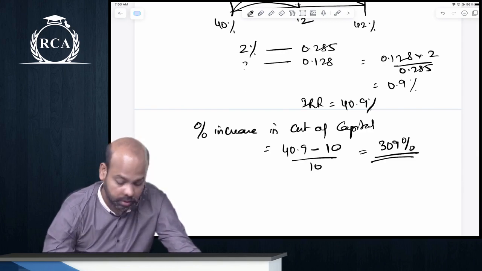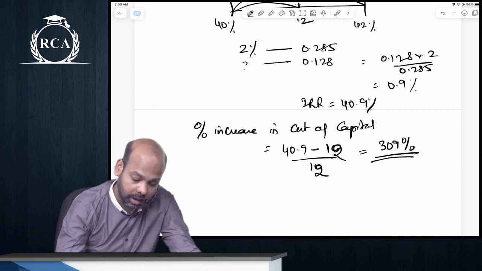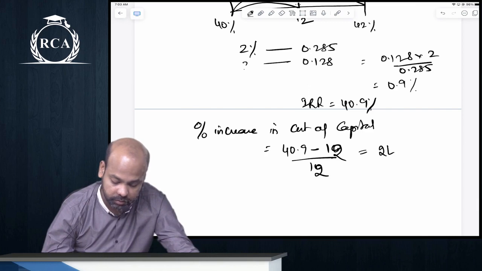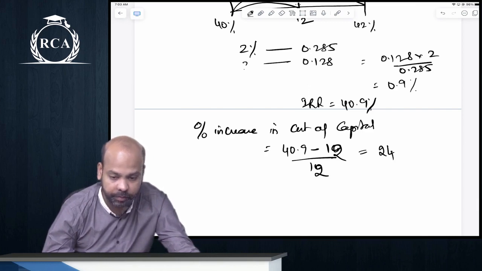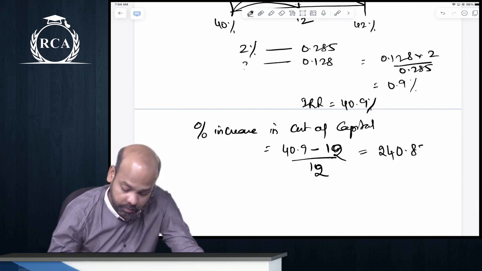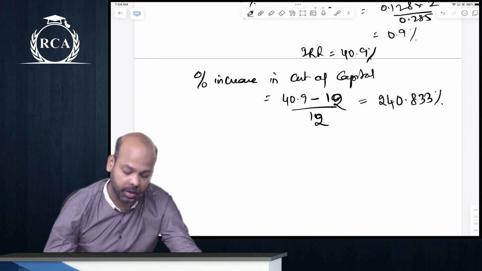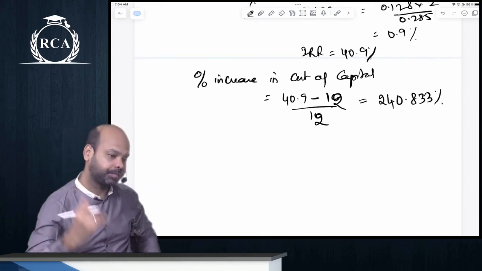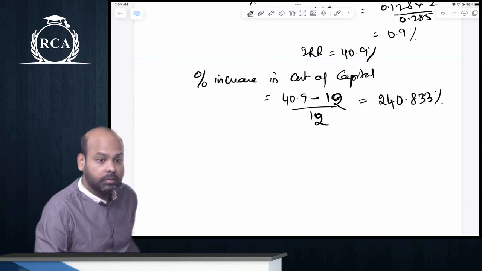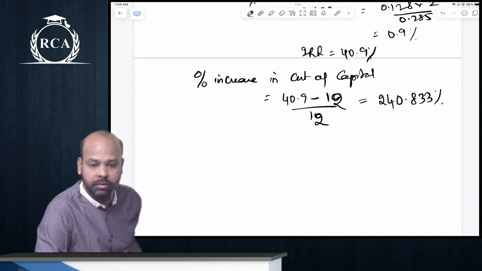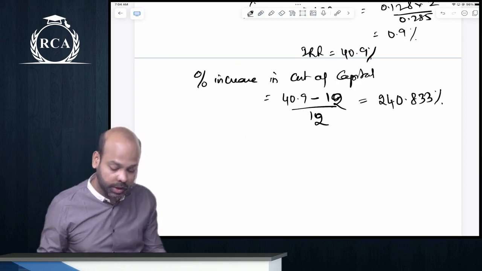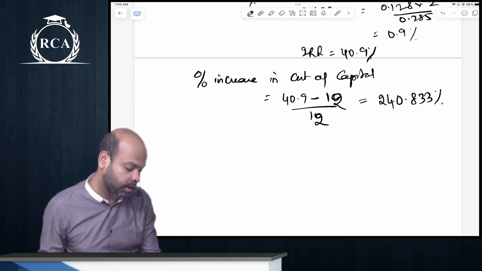ये क्या है? How much is this, guys? 243 point. This will be the percentage change, guys, in increase. Percentage increase in cost of capital. You all got an IRR of 40.9 beta. So the percentage increase in cost of capital that will bring down the NPV to 0 beta is 240.833%. Any doubt in this?